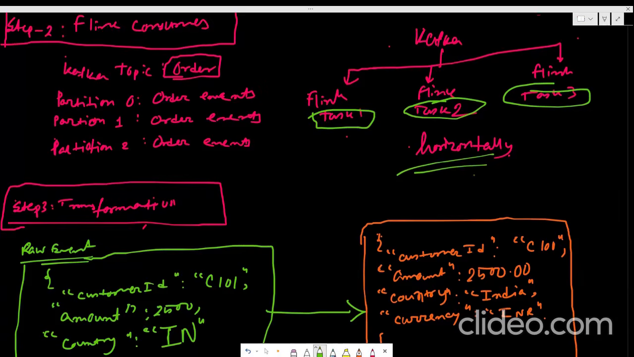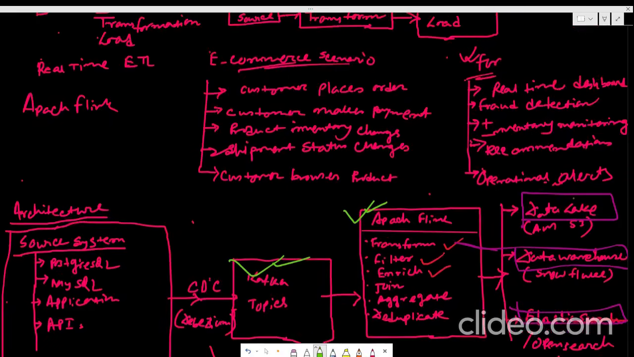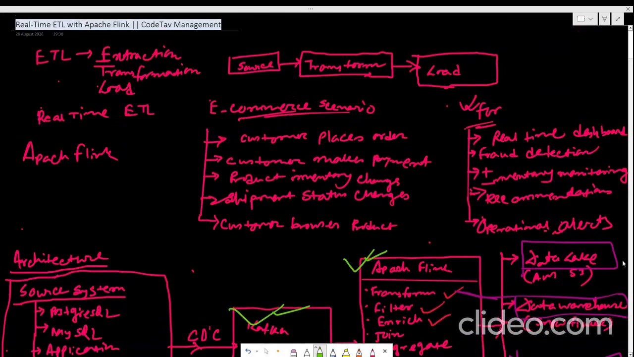So always remember, whenever you discuss this architecture, Kafka basically moves the data and Flink basically understands and processes the data. And the data lake and data warehouse store the processed data. So this makes real-time ETL with Flink an excellent topic for any system design or data engineering discussions or interviews. I hope this content will be helpful for you.